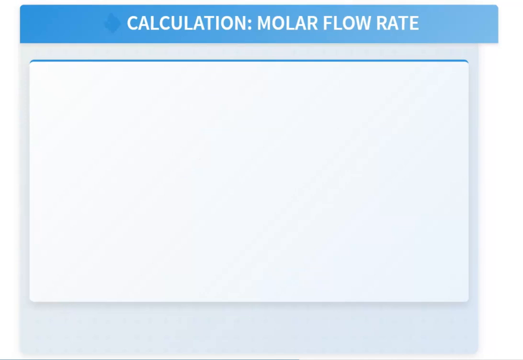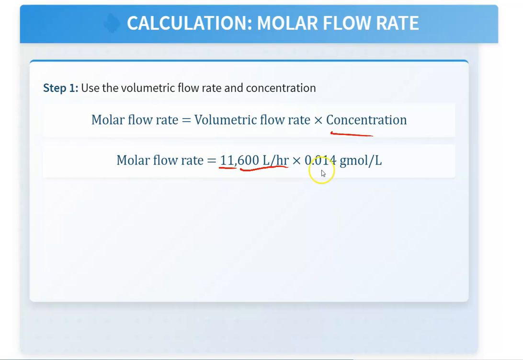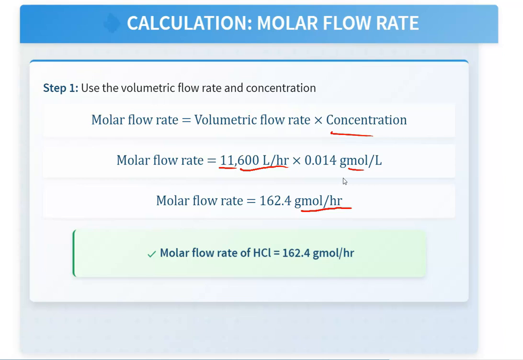Now next is the calculation of molar flow rate. Use volumetric flow rate and concentration. The volumetric flow rate is given as 11,600 liter per hour and the concentration is 0.014 gram mole per liter. So we can easily calculate the molar flow rate, that is 162.4 gram mole per hour. And from that we can answer that the molar flow rate of HCl is 162.4 gram mole per hour.